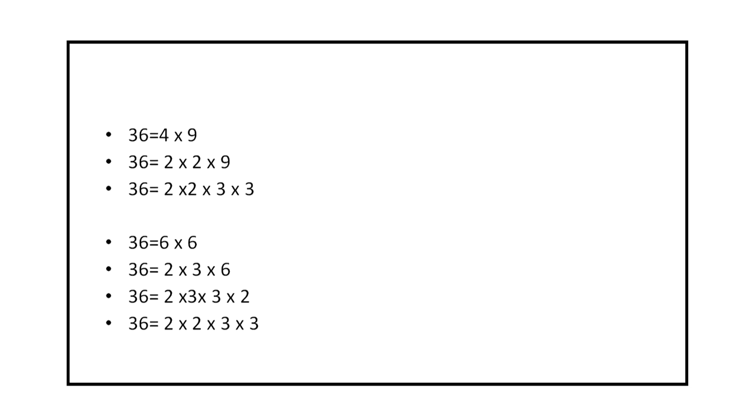Now, moving on, the next categorization of 36 can be expressed as the product of its factor 6. 36 equals 6 into 6. Now, 6 can be written as 2 into 3. And hence, 36 equals 2 into 3 into 6. Now, for the third expression, I'm again splitting 6 as the product of 3 and 2. Thus, 36 equals 2 into 3 into 3 into 2. Now, rearranging the third expression, 36 can be expressed as 2 into 2 into 3 into 3.